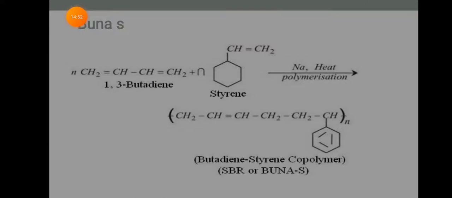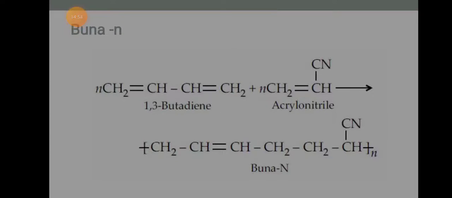Okay, now coming to the Buna-N. We already saw what Buna-S is. Now coming to Buna-N. Buna-N is made from 1,3-butadiene, and here not styrene. In the case of Buna-S, there was the styrene molecule, but here 1,3-butadiene is the same, but the only change is the acrylonitrile, CH2=CHCN. After polymerization, you will end up getting this type of Buna-N structural unit.